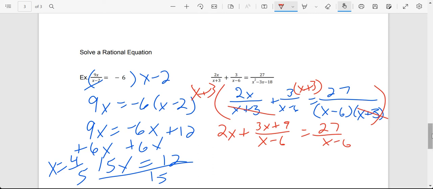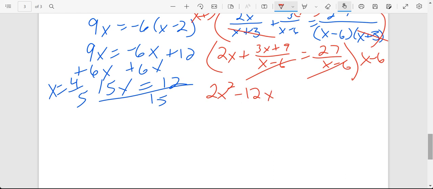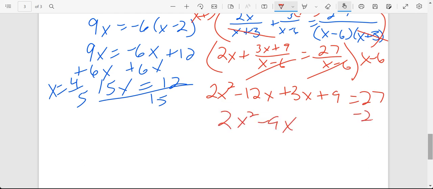Now, what do we have on the denominator now? x minus 6. Let's multiply everything by x minus 6. That goes away, and then distribute 2x to both terms, going to get 2x squared minus 12x plus 3x plus 9 equals 27. Combine like terms, subtract 27, you get negative 18.